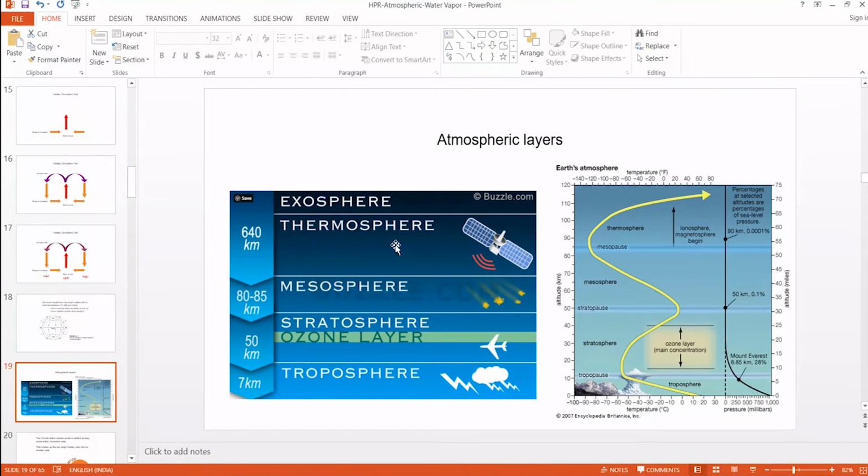Then above that there is the thermosphere, and you see here this is the temperature variation. Okay, in the troposphere, as we go to higher altitudes, the temperature is decreasing, and again there is a sharp gradient at the tropopause, and temperature is non-linearly increasing in the stratosphere. Okay, and you see the pressure.